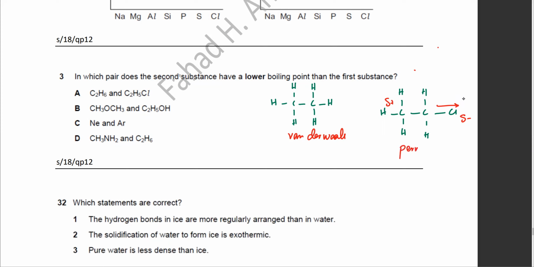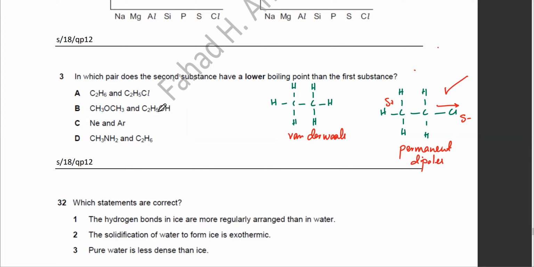Yes, sir. So it's going to have permanent dipoles, which are stronger. Remember, van der Waals forces only increase in size when the molecule is bigger. Van der Waals forces are the weakest in a relative comparison, if the size of the molecule is almost the same. Permanent dipoles are stronger, so this one will have a higher boiling point. He wanted the second one to have a lower boiling point, so the first option is incorrect.